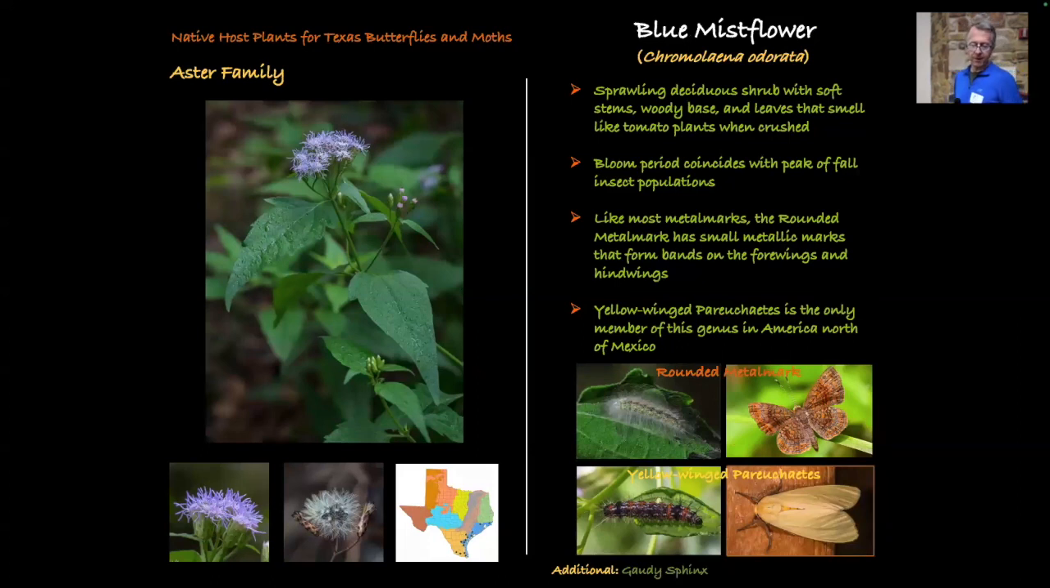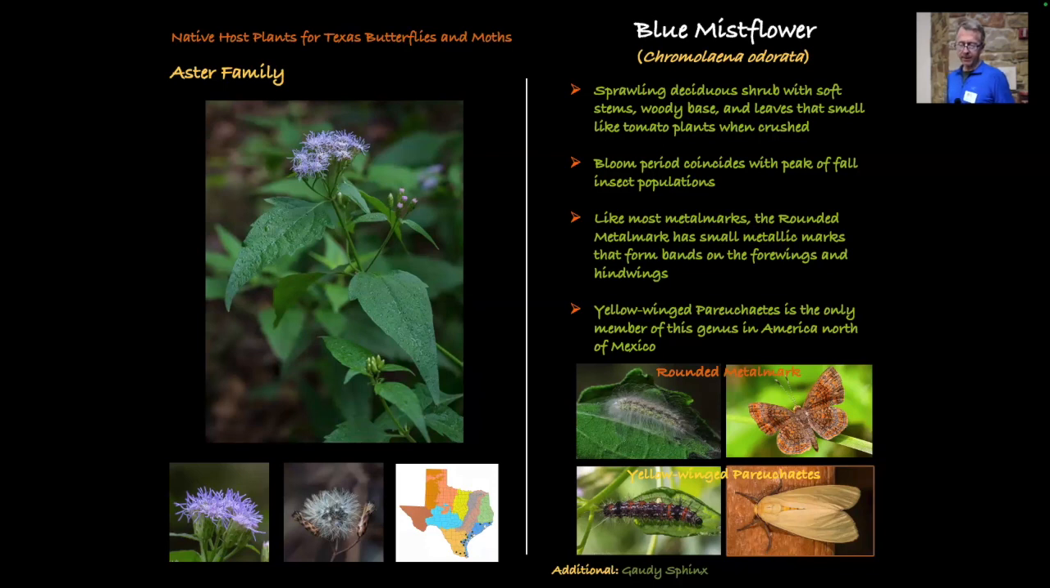Blue mist flower, one of our favorites, as a nectar plant, and it also is a host plant. But it's a little deciduous shrub, soft stems, kind of a woody base. It blooms these great late season purplish blue flowers, and lots of butterflies will come to this as a nectar plant.